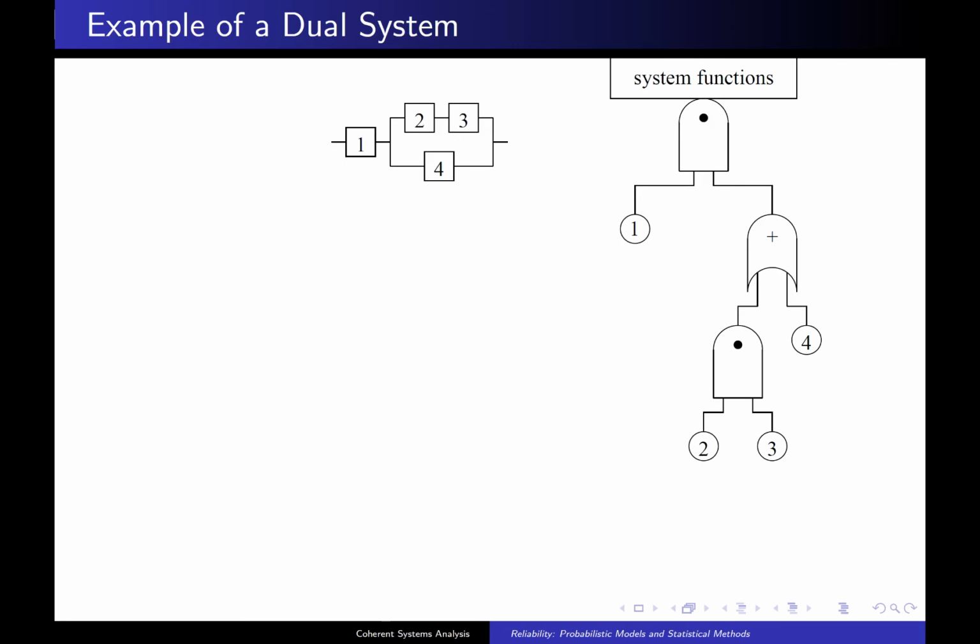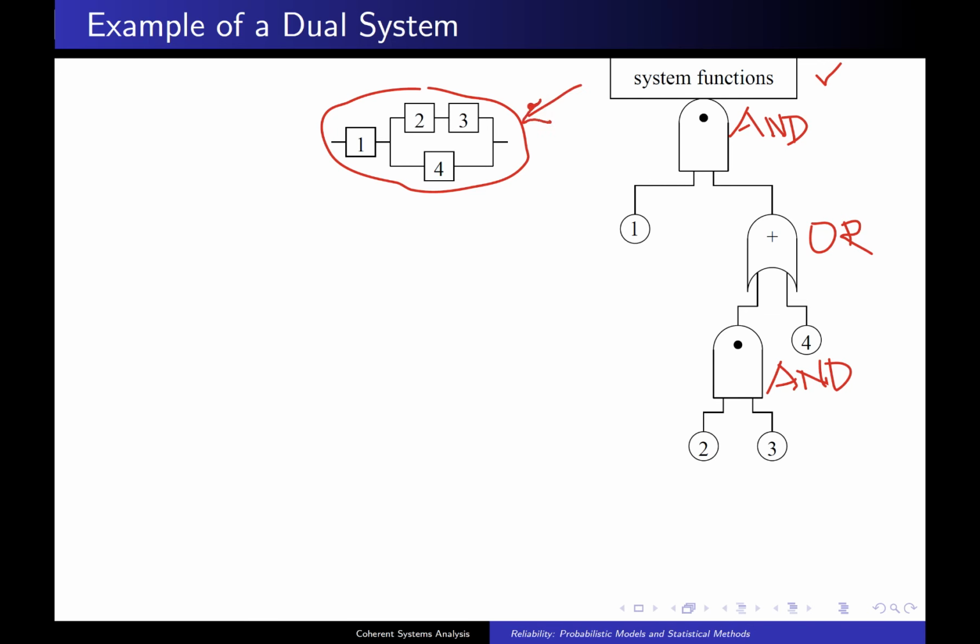Here is an example of a dual system. If we have this particular original system, and this is what on the previous slide is being called the primal, and we would like its fault tree, we're going to go with a positive event up top, the system functioning, and so here we have an AND gate, here is an OR gate, and finally down at the bottom here is another AND gate. So the idea here is this system functions if component 1 functions and either components 2 and 3 or component 4 functions. That's the way you would describe this system.